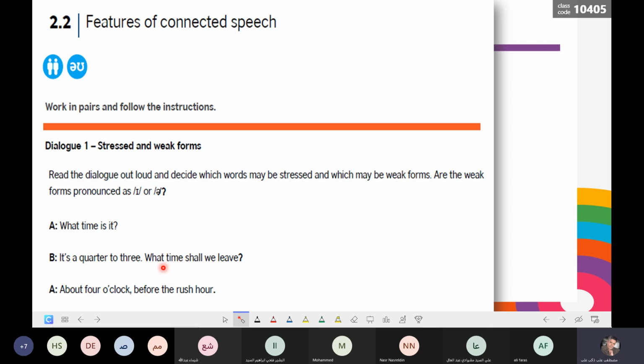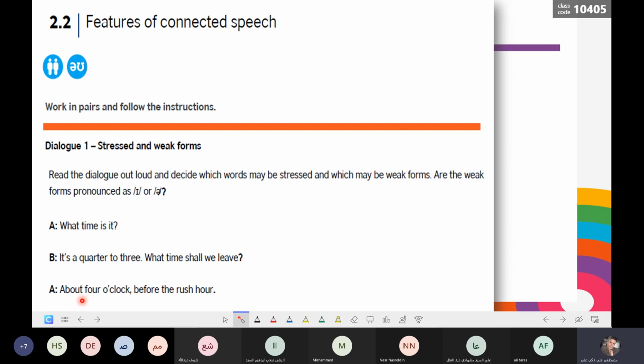And here, what time shall we leave? What do you think the word that is stressed here in that question, Shayma? I think it begins from time shall we leave. I think time and leave. Yeah, but we need one of them. One of them is going to be the most important word. I think leave. Yes. So, what time shall we leave? What time shall we leave? The word leave here is going to be strong, stressed, I mean.